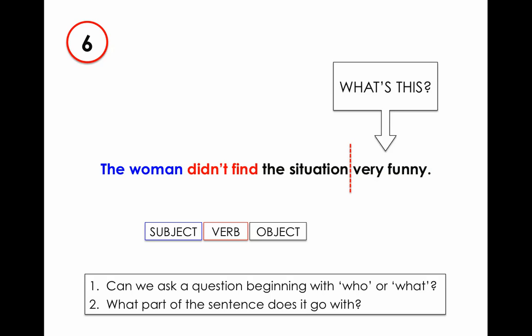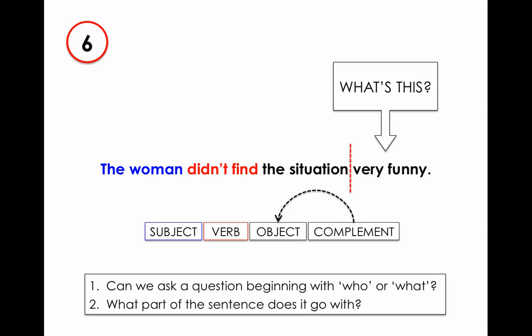Now we can't ask a question with who or what to give us very funny as an answer. So we ask, what part of the sentence does it go with? Now, I don't think it goes with a verb here. I don't think you'll think it goes with the verb here. It doesn't go with the woman either. Actually, it's the situation she didn't find very funny. So this is a complement too.